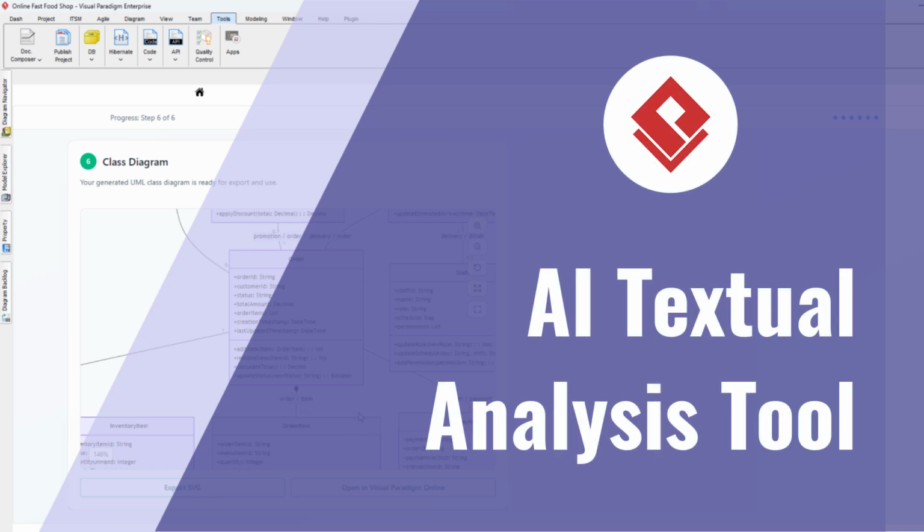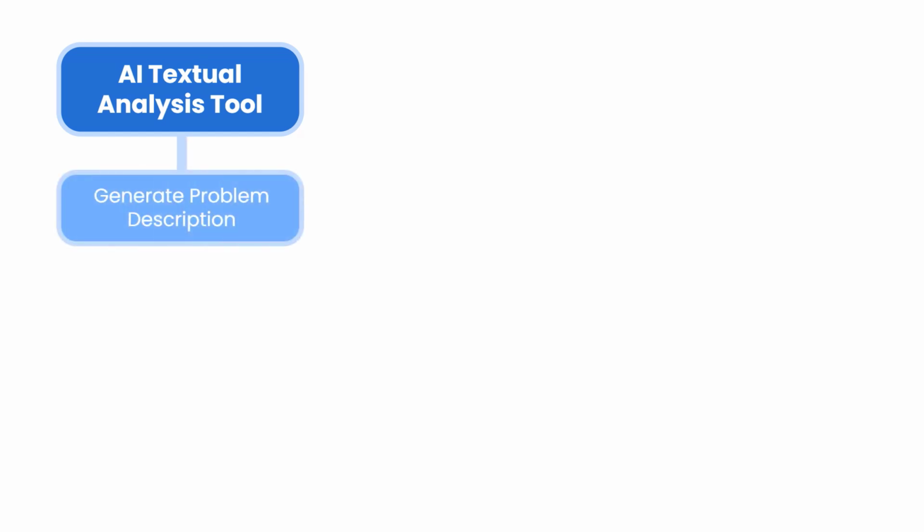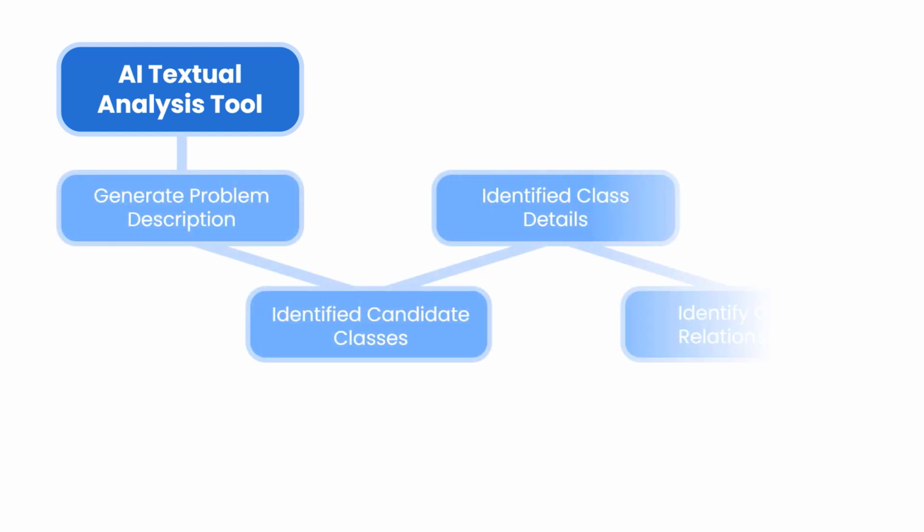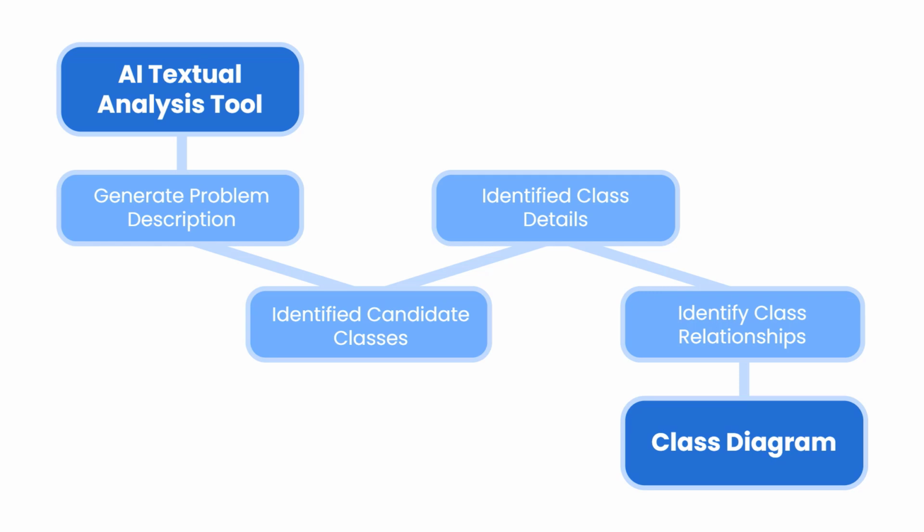Visual Paradigm's AI-powered textual analysis tool can help you bootstrap your project from scratch. By simply specifying the application domain, the AI engine will help you generate a problem description and perform further analysis on it to identify classes and relationships, eventually generating the class diagram for you. Now let's see how it works.